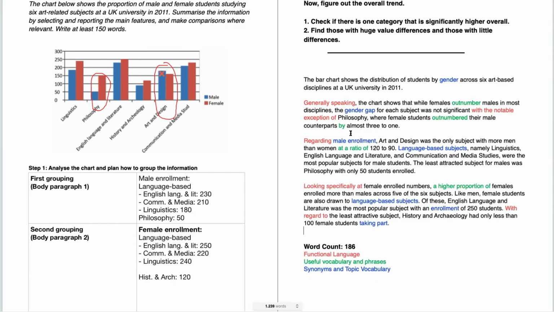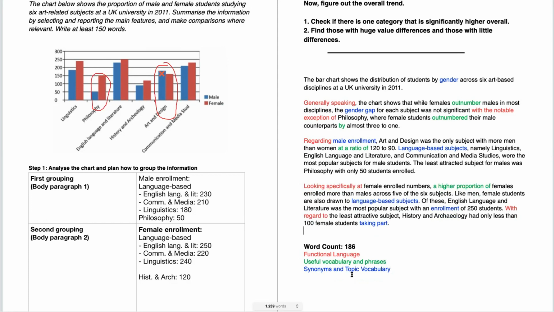Okay, and so I've cleaned it up a little bit. We see that our word count is 186, which is perfect. We had a 150 word minimum, so we have met that, and we haven't gone too far over, so we've definitely spent the right amount of time on this. Now in color coding, I have functional language in red, useful vocabulary and phrases in green, and synonyms and topic vocabulary in blue.